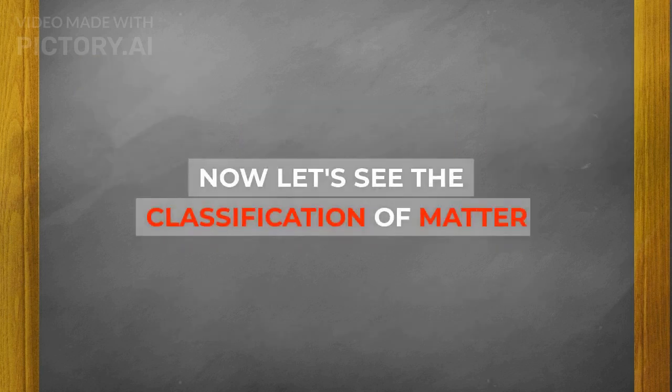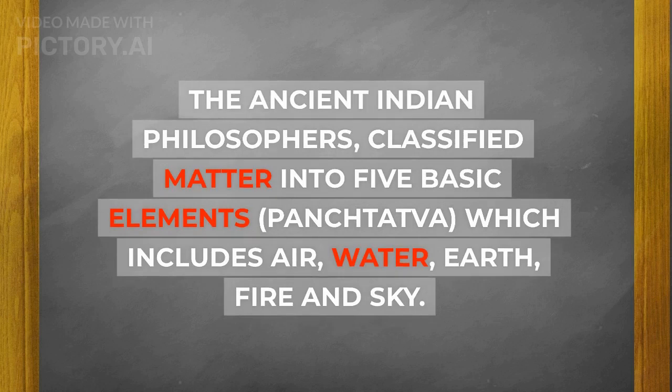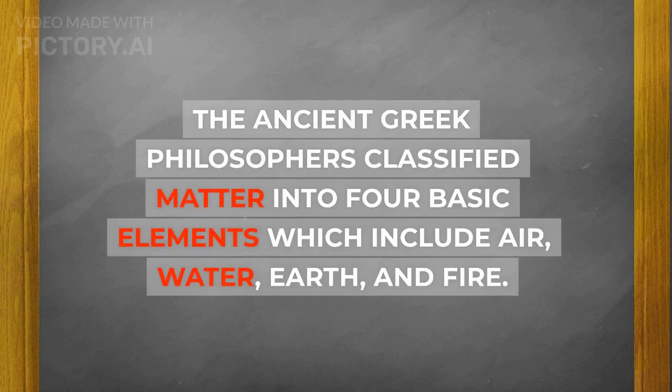Now let's see the classification of matter. The ancient Indian philosophers classified matter into 5 basic elements, Panchtattva, which includes air, water, earth, fire and sky. The ancient Greek philosophers classified matter into 4 basic elements which include air, water, earth, and fire.